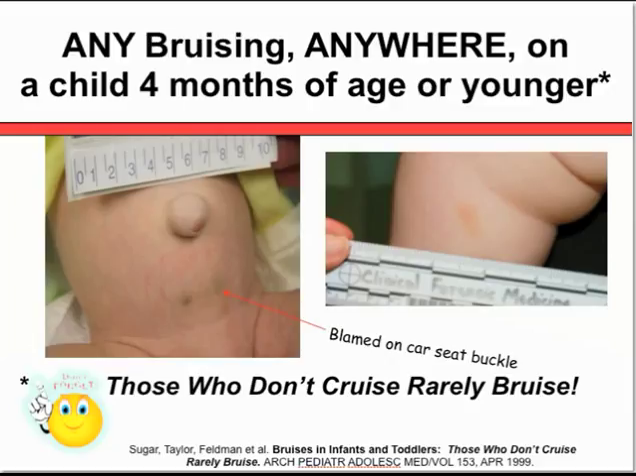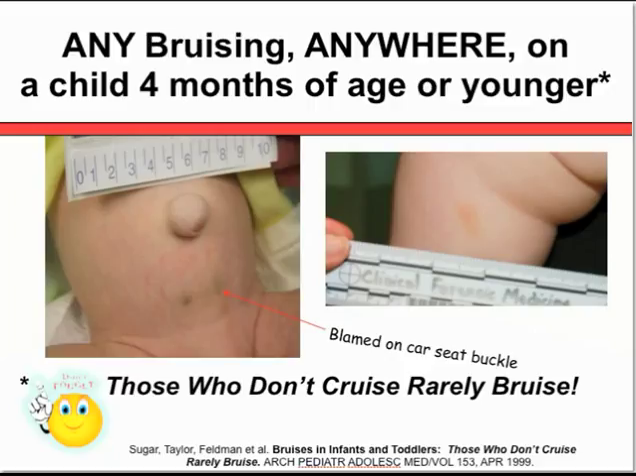As the 10-4 bruising rule, we have torso, ears, and neck in any child younger than 4 years of age. The second part of the rule is any bruising anywhere on a child 4 months of age or younger. These are 2 examples of many that we have seen in our program of infants who present with bruising.